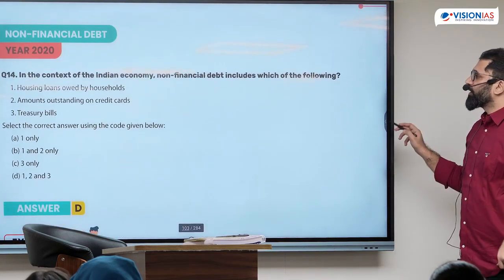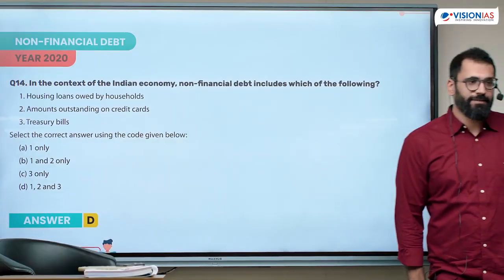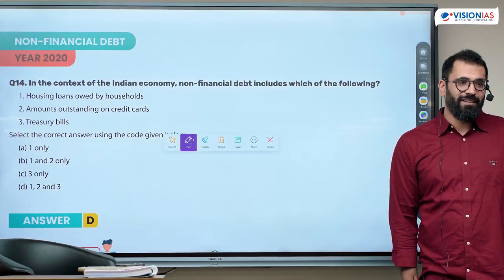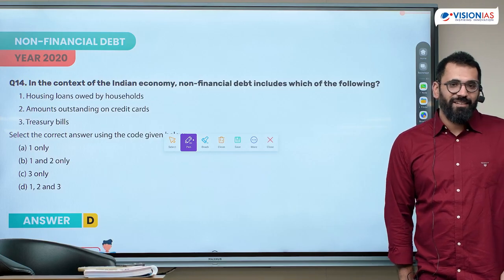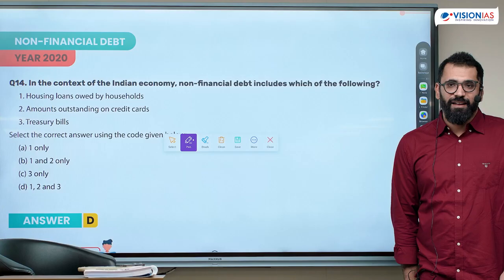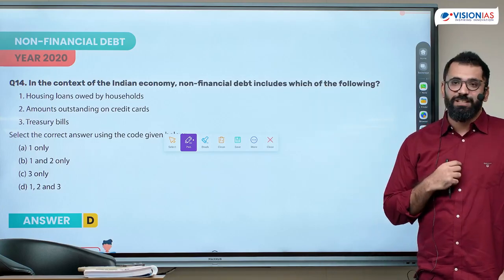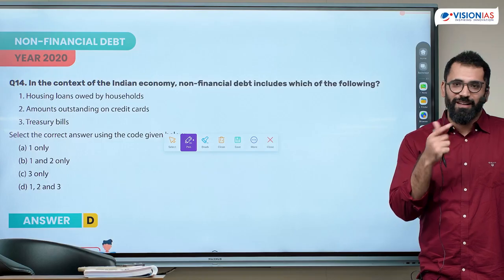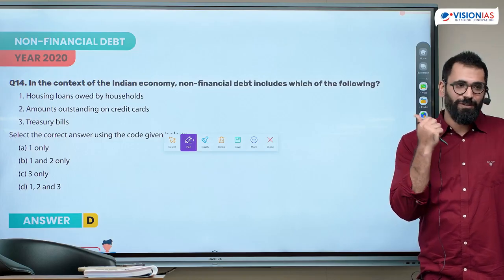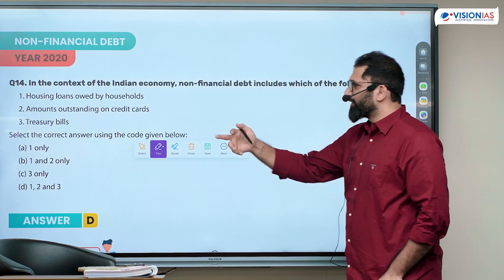In the context of Indian economy, non-financial debt includes which of the following? What do you mean by non-financial debt? Can a debt be non-financial? How can a debt be non-financial? Debt is something which you have to pay. How can you have a liability which is not in finance terms? That means you have liability in terms of real goods. Is it possible to have debt in real goods? This question was tricky in this way only.